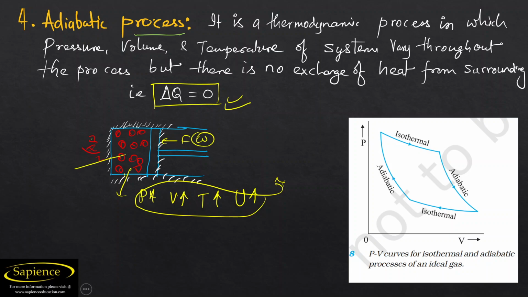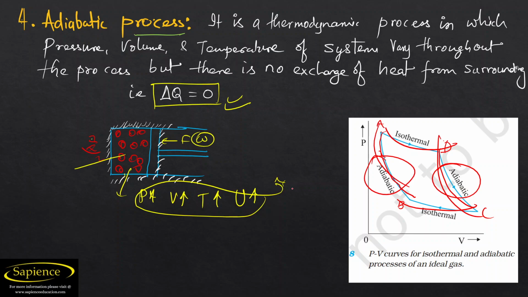If we see the graph of the adiabatic process, it will appear as A to B, or C to D. So these are the graphs of the adiabatic process. In a PV diagram, we will be able to relate this adiabatic graph like this only. So if it is like this, this is isothermal, and if it is like this, this will be an adiabatic graph. I hope you have understood this.